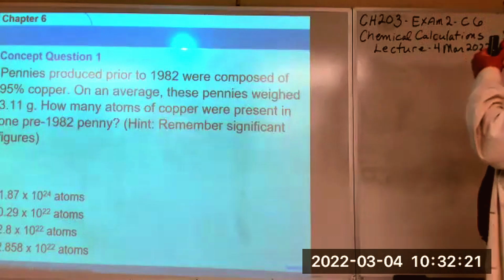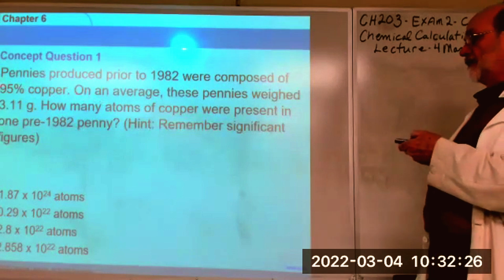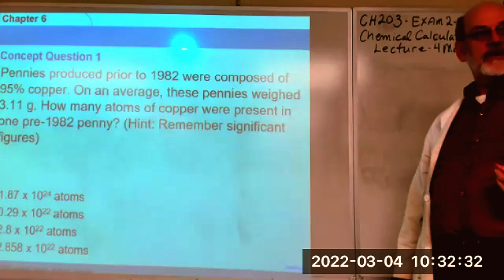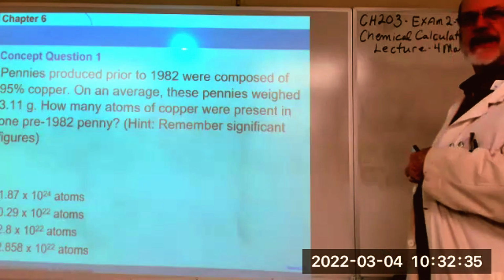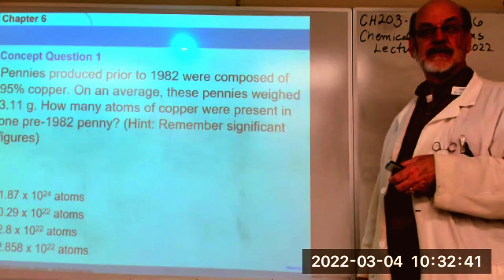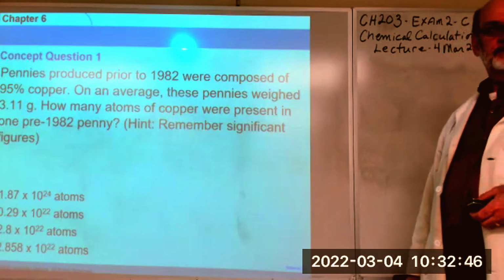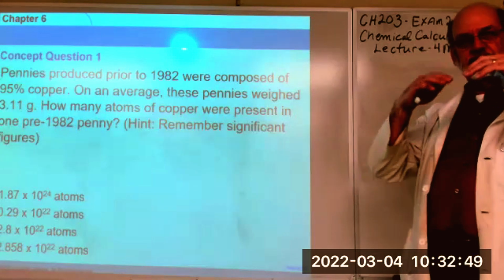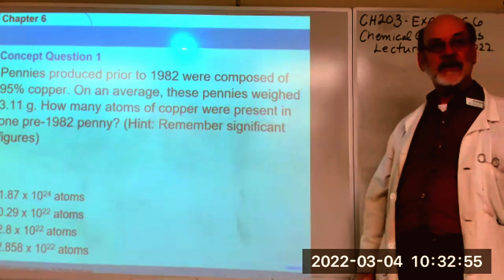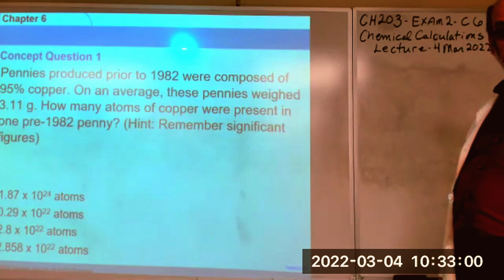Concept question 1. Pennies produced prior to 1982 were composed of 95% copper. I think that's the same thing for silver coins too. Up to that point, silver coins were, I believe, 90%. They were mostly silver. And then after that, they started cladding them. They put silver on the outside and base metal on the inside. It's called debasing the currency, historically speaking, right?